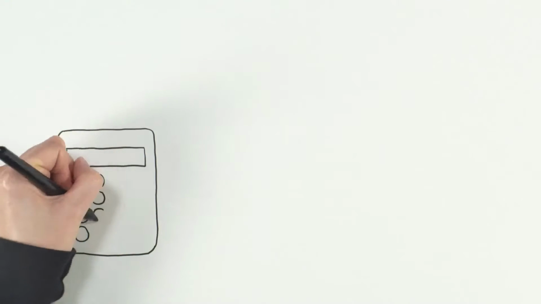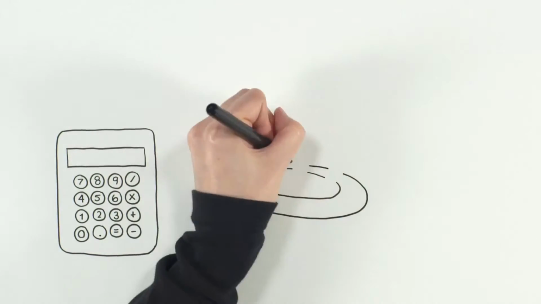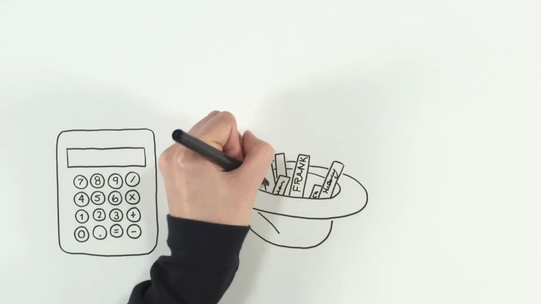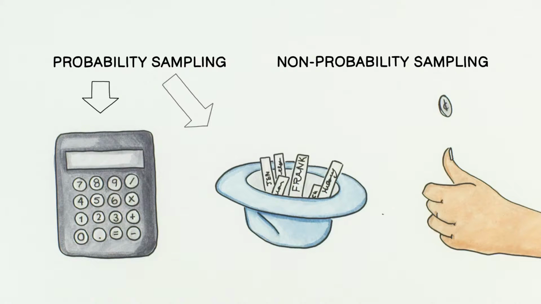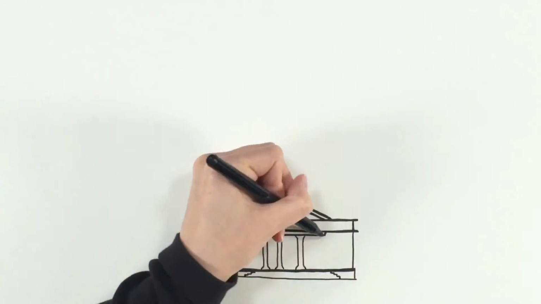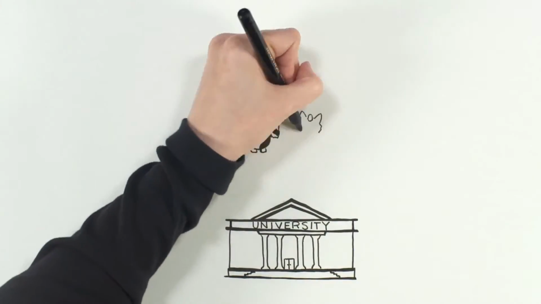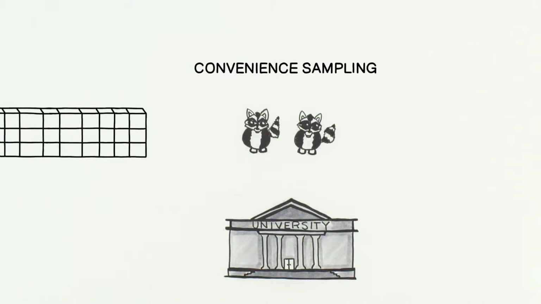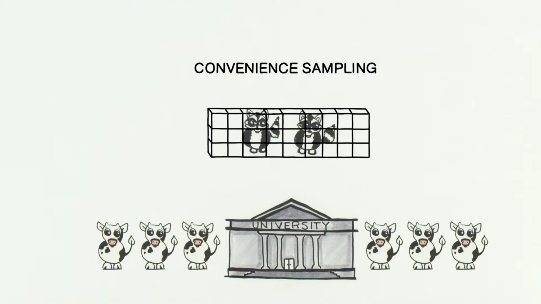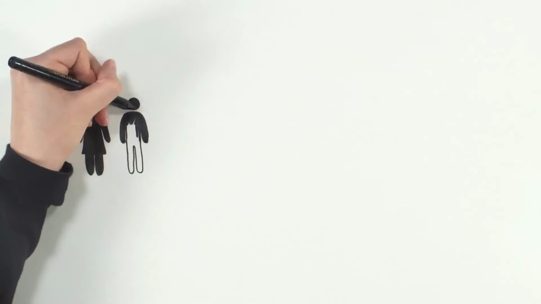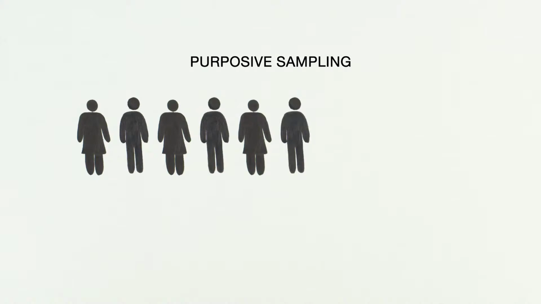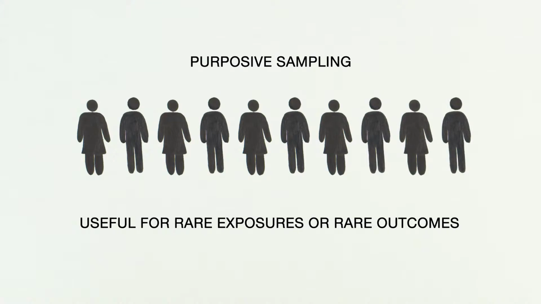Now, there are two main forms of sampling: probability and non-probability sampling. The main difference between these two is that probability sampling involves some form of random selection, where each member of the population has an equal chance of being selected, while non-probability doesn't. Examples of non-probability sampling include convenience sampling, where participants are chosen because they're easy to get, like animals in a trap or herds close to a research facility, and purposive sampling, where specific participants are chosen because they have particular characteristics, such as when we are studying a rare exposure or outcome.